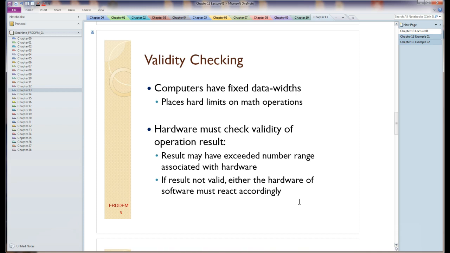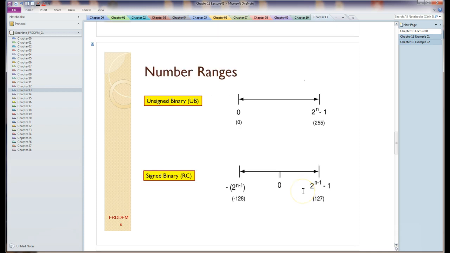There may be a problem where we try to adjust it and make the result valid based on some conditions, but we generally don't go there. We're more interested in, is the result valid or not? Validity has to do with the number ranges of the formats you're working with. And so these were our number ranges from a previous chapter, and this is example 8-bit ranges.